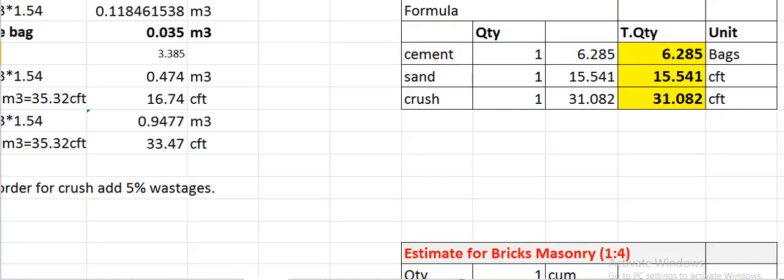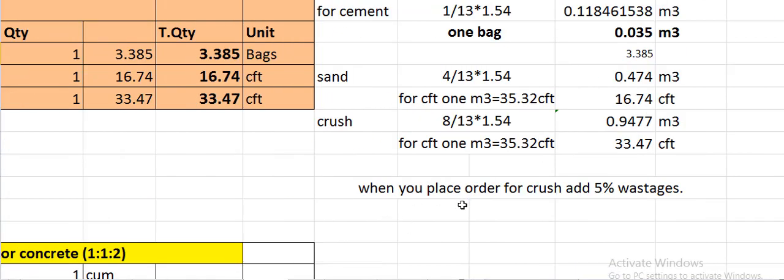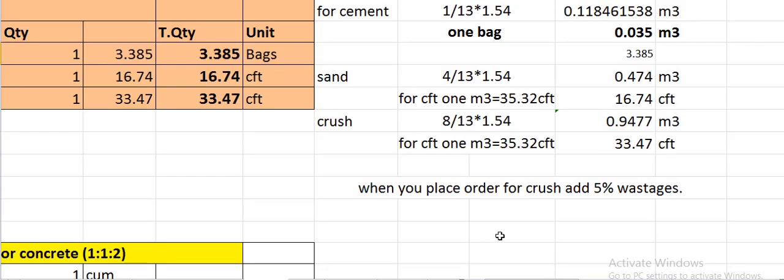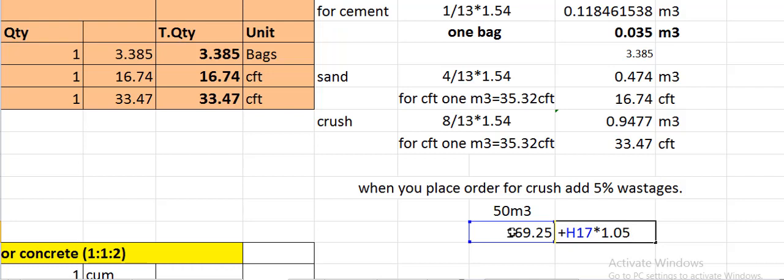For safety purposes, when we order we add 5% wastage when we calculate the total quantity. For example, I have 50 cubic meters, so 50 multiplied by 3.385, the number of bags I require is 169, and I will also add 5%, multiplying by 1.05, so the number of bags I require is 177.